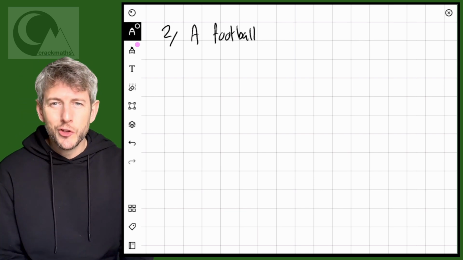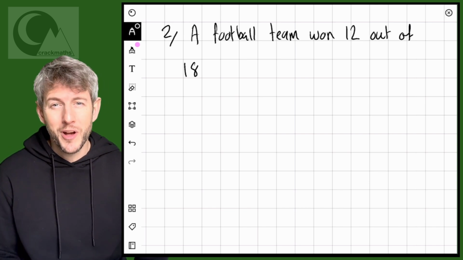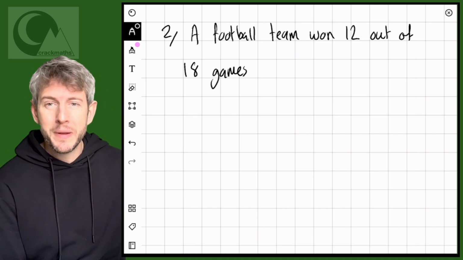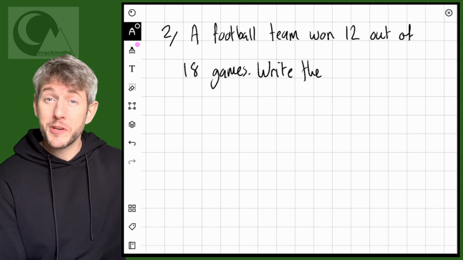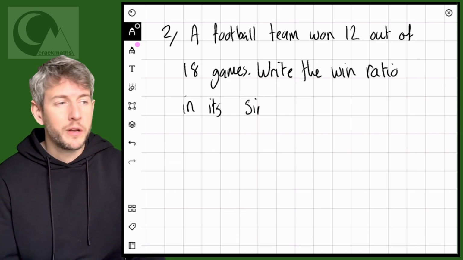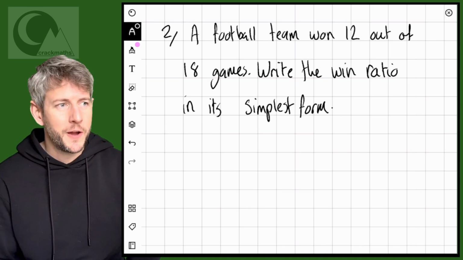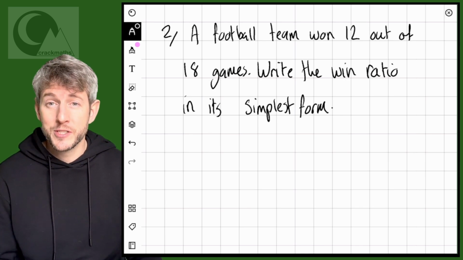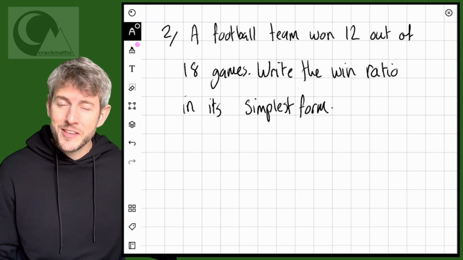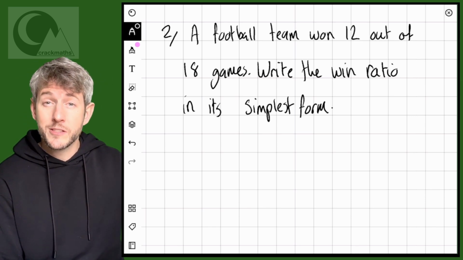Okay, so let's have a look at question 2 from the scenario ones, just because they've used a different word here, which you will be familiar with, but we haven't been using it in this session so far. It says here, a football team won 12 out of 18 games. Write the win ratio in its simplest form. Okay, so this is interesting because it's going to require us to go from the fraction form into the ratio form.